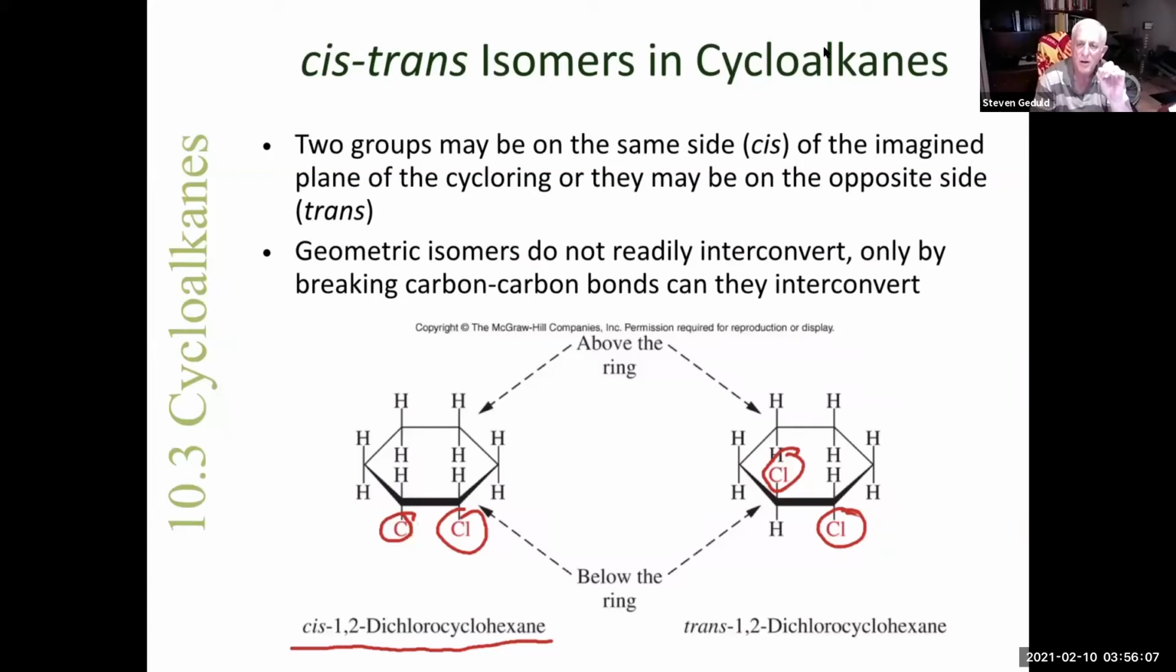So cis are on the same side, trans are on opposite sides. So they don't convert between one another. Not easily. Only by breaking a carbon-carbon bond can they interconvert. So you're going to break a bond to switch between cis and trans. So it doesn't happen without energy being applied to the system, because to break bonds requires energy. And these are cyclohexane because there's 6 carbons on each of these. Okay, and it's 1,2-dichloro. Give the lowest numbers to the substituents possible. So it's cis-1,2-dichloro on the same side, trans-1,2-dichlorocyclohexane if they're on opposite sides.